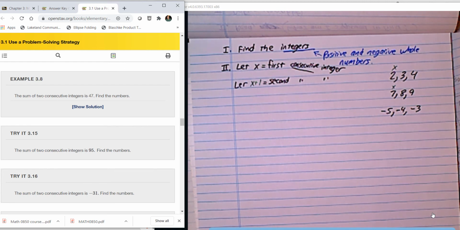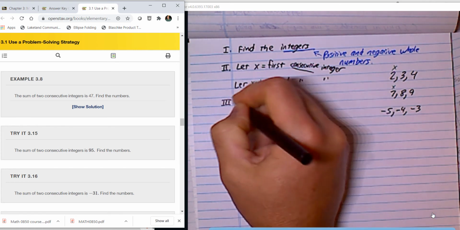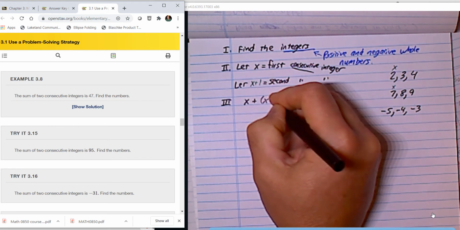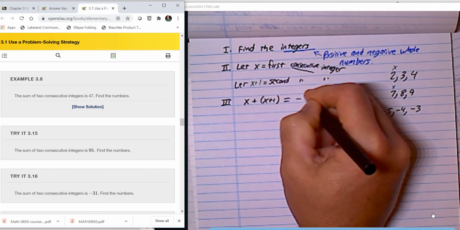So now, step 3 here, it says the sum of 2 consecutive integers. Remember that the sum is the answer to an addition problem. So x plus the integer x plus 1 is -31.